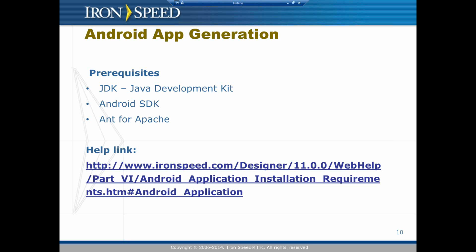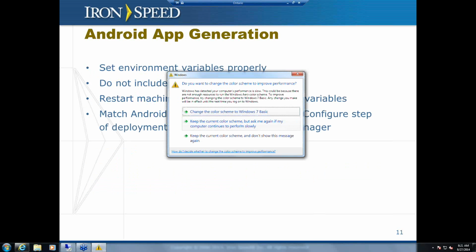So the required software are the Java Development Kit, called JDK. Then you would need the Android SDK, and you would need the ANT for Apache. I'm not going to go into detail and explain how exactly you're going to download this software, but you can just simply follow this help link, which explains what versions you would need to install and how to install this software on your machines. Now, once you install these, there are certain environment variables that you would need to set.